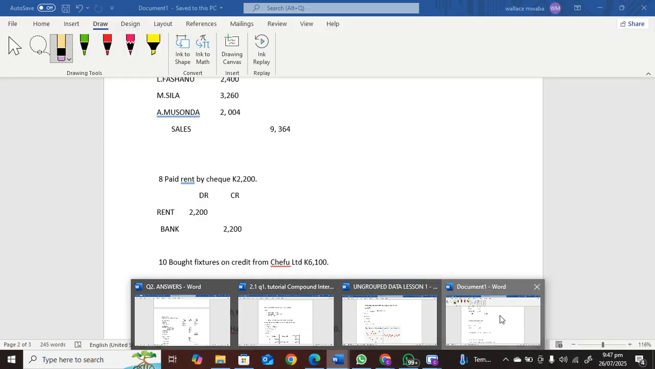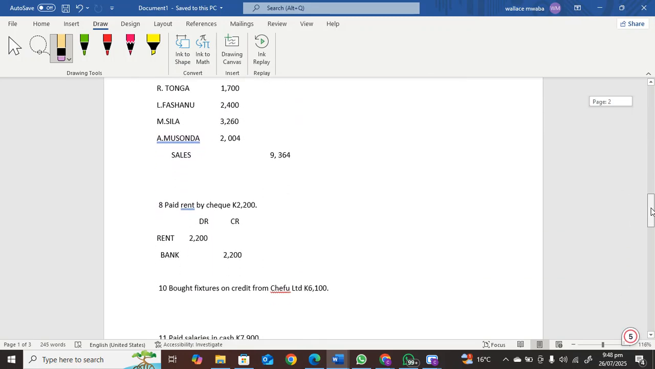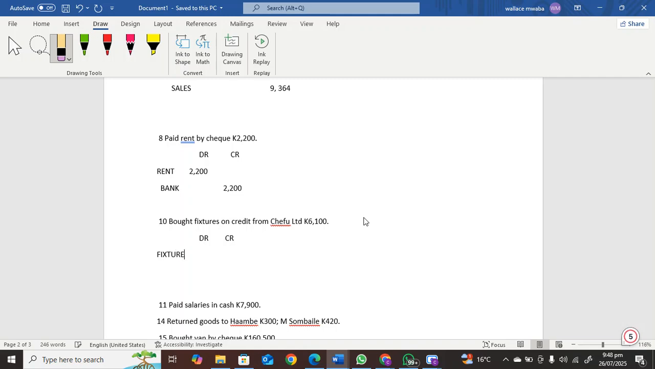So we go to the double entry rules. We bought an asset, increase in an asset, we debit the fixtures account. Then, since we haven't paid money, we also have a liability. Increase in a liability, you credit. So credit Shefu Limited. Fixtures 6,100. Shefu Limited 6,100. Any questions?